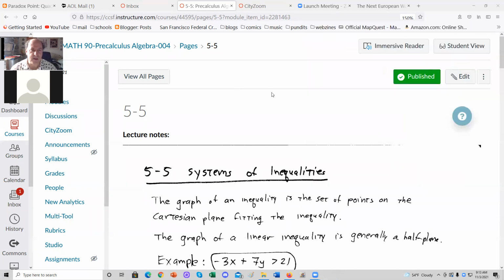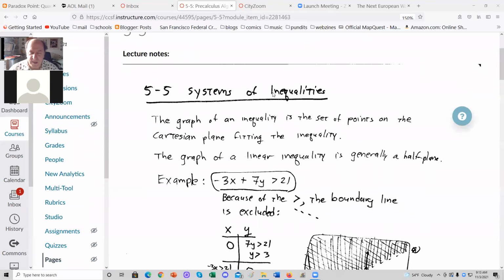All right. Systems of inequalities. An inequality would be something like this: minus 3x plus 7y is greater than 21. It could be a greater than sign, it could be a less than sign, it could be a greater than or equal sign or a less than or equal sign.